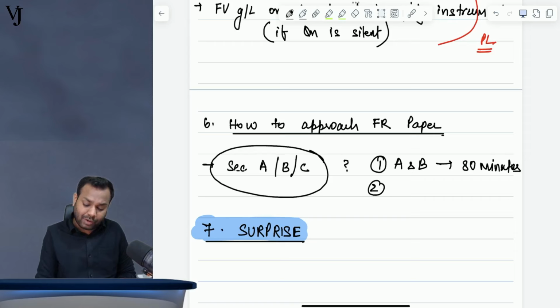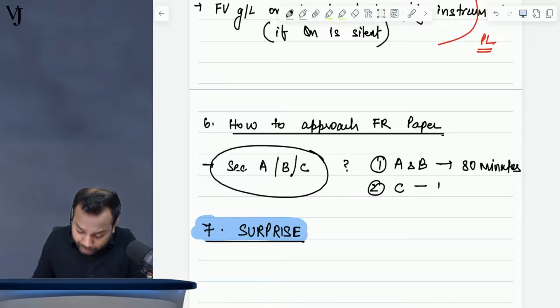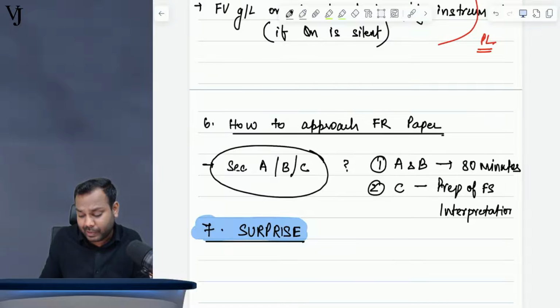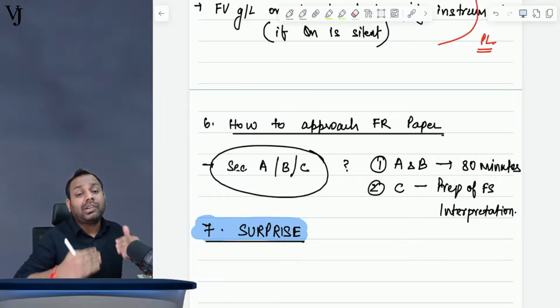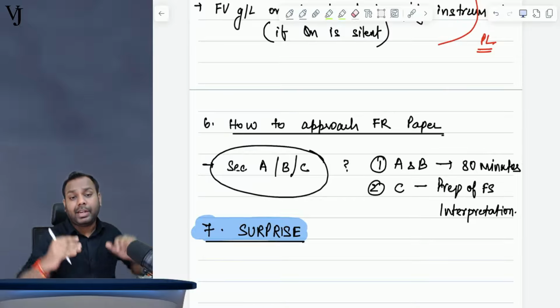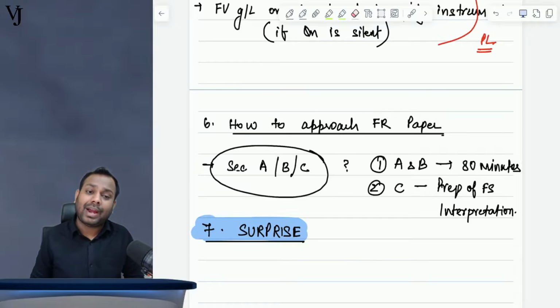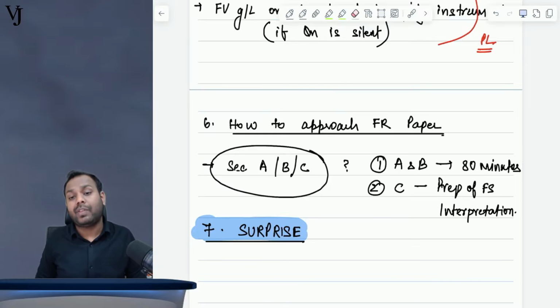And then solve section C. Now when you are solving section C, first solve preparation of FS and then solve interpretation. Why am I saying this? Because when answering interpretation questions, we just keep on writing and we don't see the time. So if you write it towards the end, there is nothing that can get left. So you have sufficient time.